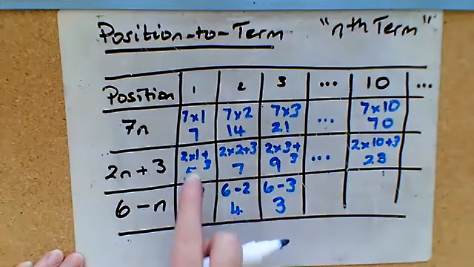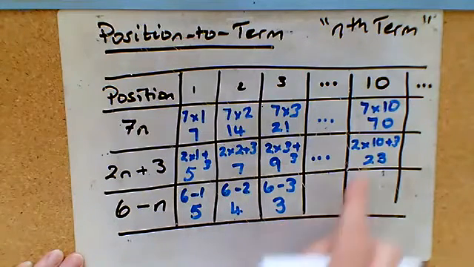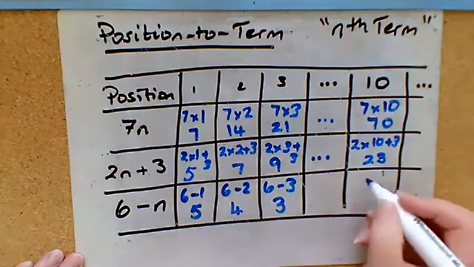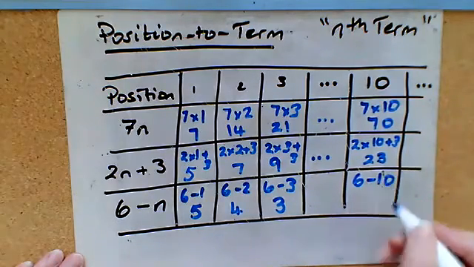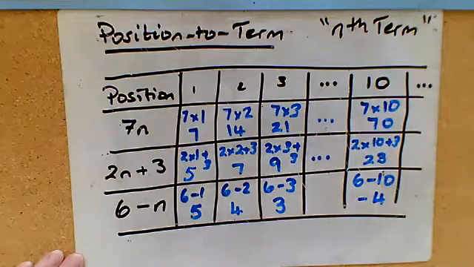So you can see that in the previous examples we had an increasing sequence, and now we've got a reducing sequence. So what would the 10th term of this sequence be? 6 take away 10, that is negative 4. So our 10th term is negative 4 in that sequence.